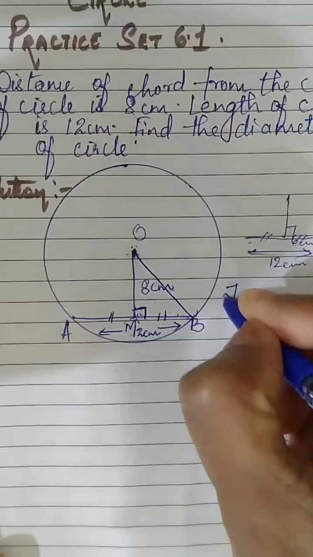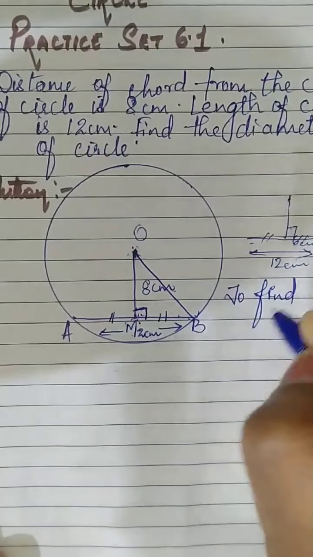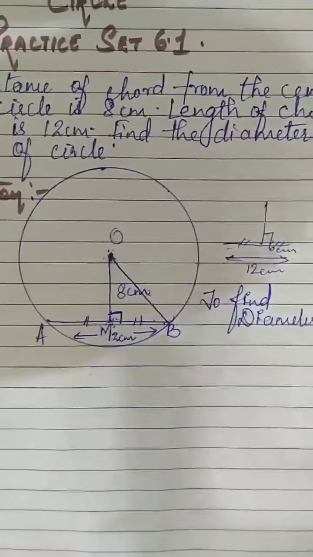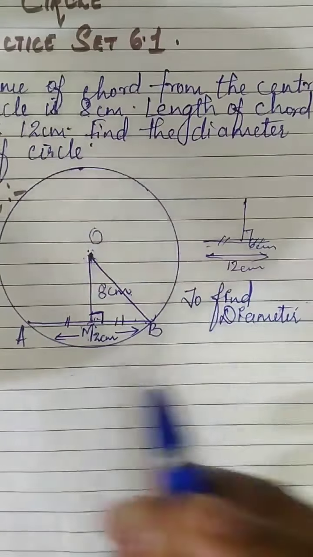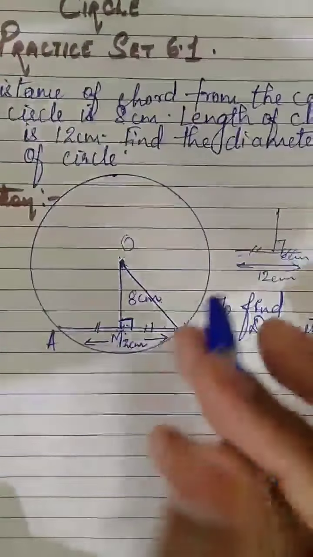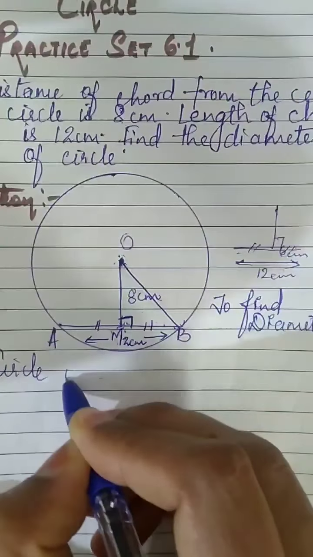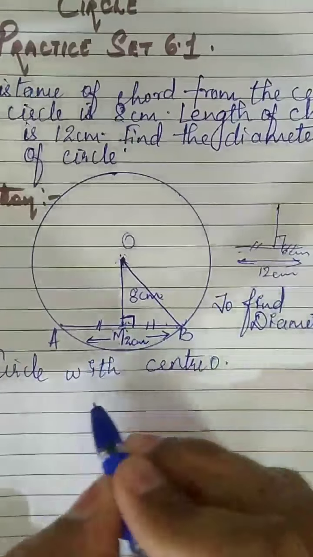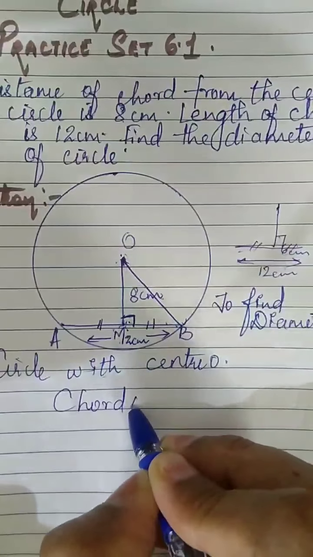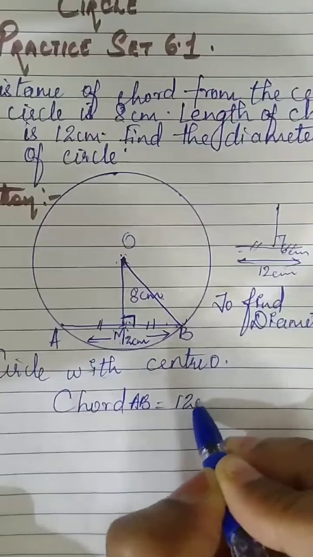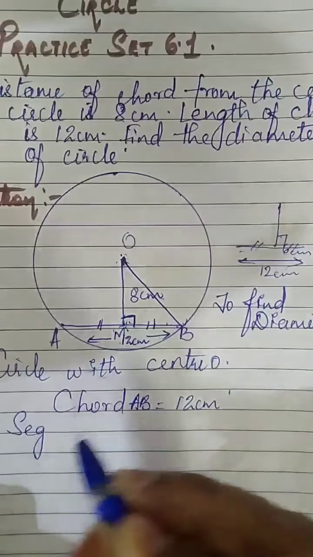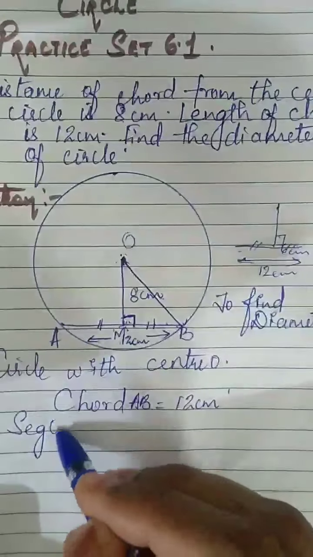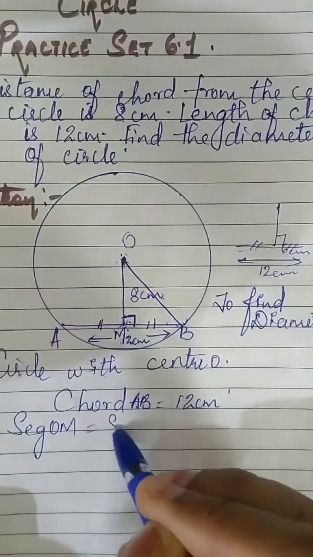Let us write to find first. What is to be found? Diameter of circle. To find diameter. Okay, so this way I have written. Now we'll start with the solution. We'll write circle with center O, chord AB is equal to 12 centimeter, segment OM, the distance of chord from center, is 8. So segment OM is equal to 8 centimeter.